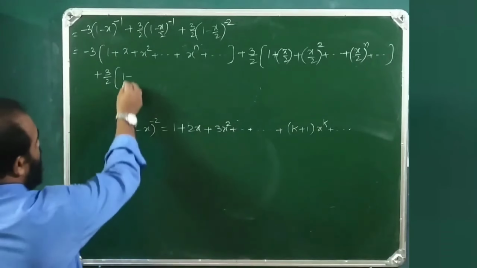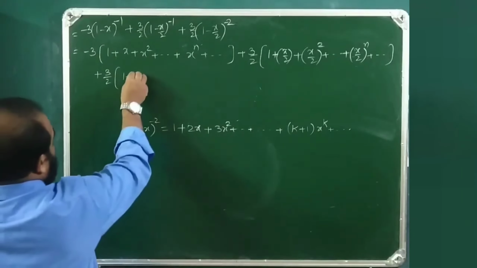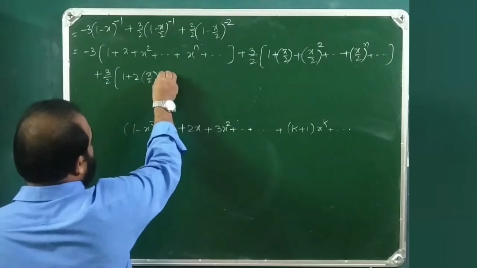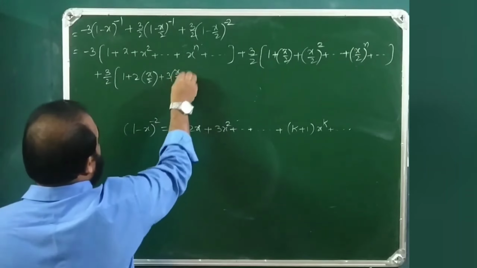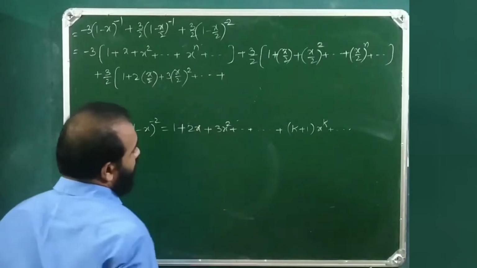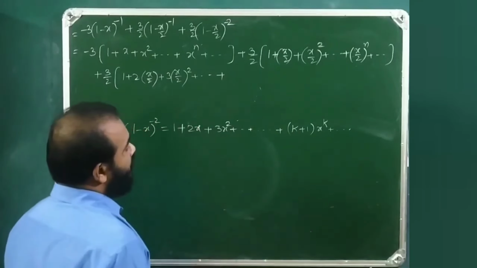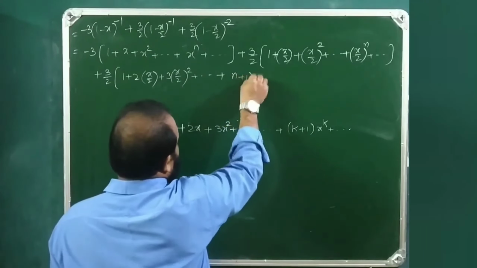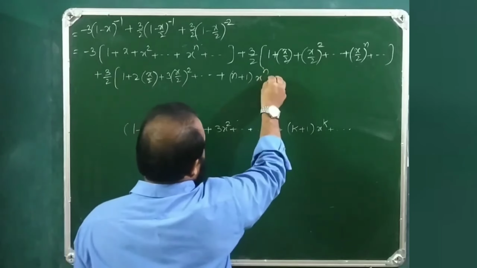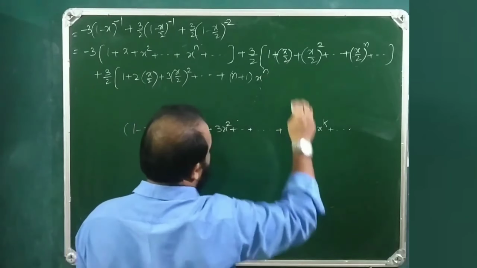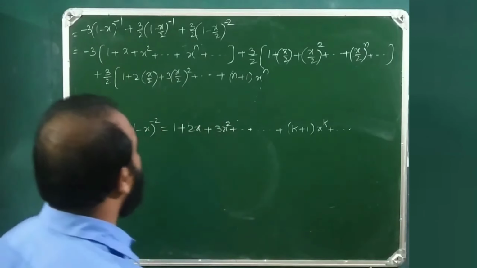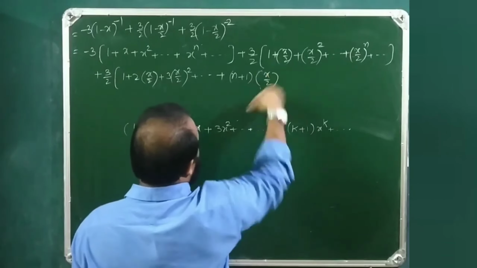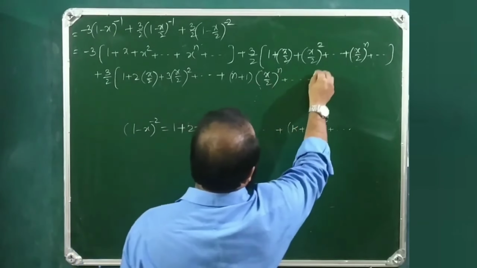So this is 1 plus 2 into x by 2 plus 3x square, 3 into x by 2 whole square, plus etc. plus k plus 1. So here n plus 1 into x power n, plus 1 into x is x by 2 whole power n, and so on.